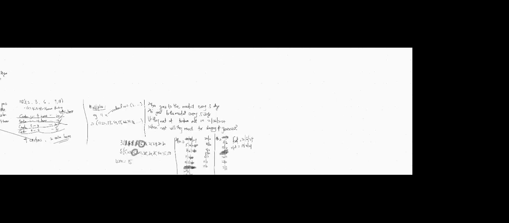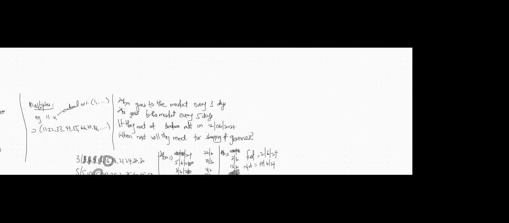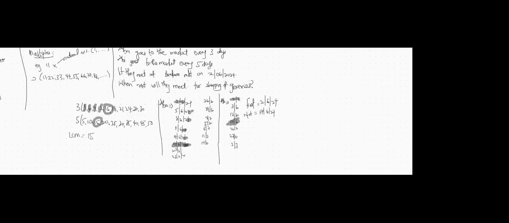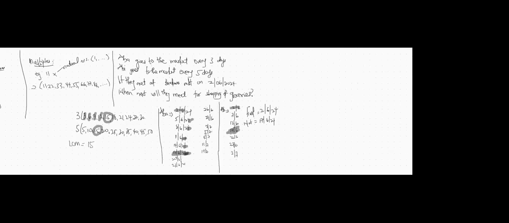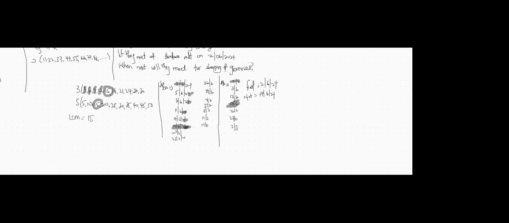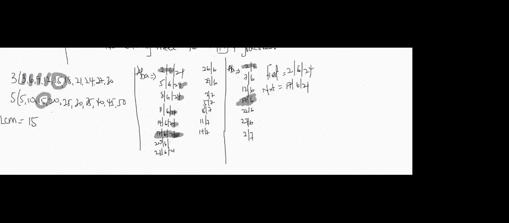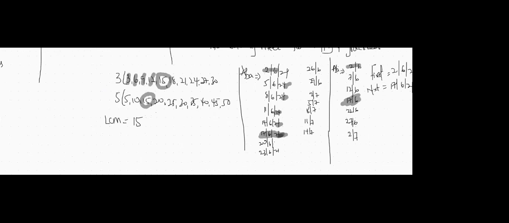From the previous solution, earlier I said we should simply find the multiples of 3 and multiples of 5, right? Yes. What did we get? 15. That means they'll meet after what? 15 days. Are you following? Yes.